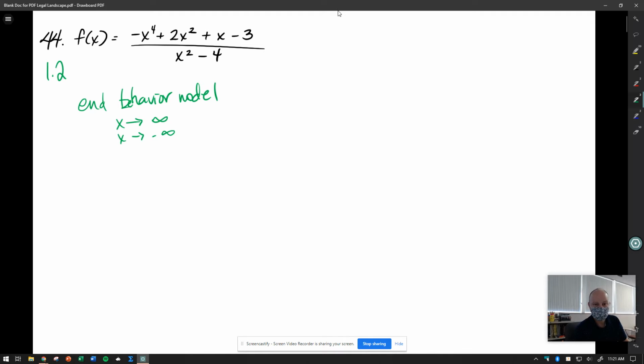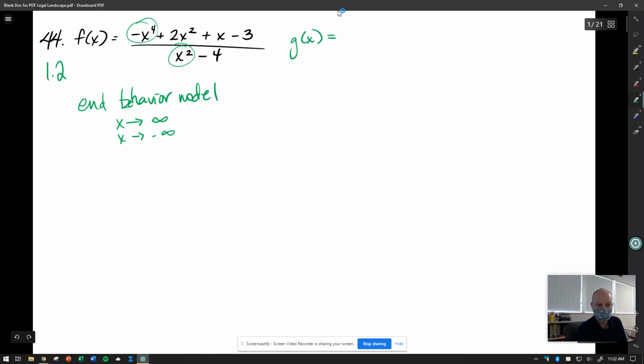And we know from earlier that an end behavior model of a polynomial is just the leading term of the polynomial, whatever term has the highest degree. And it kind of holds true for rational functions as well, except you play it with the leading term of the numerator over the leading term of the denominator and see where that gets you.